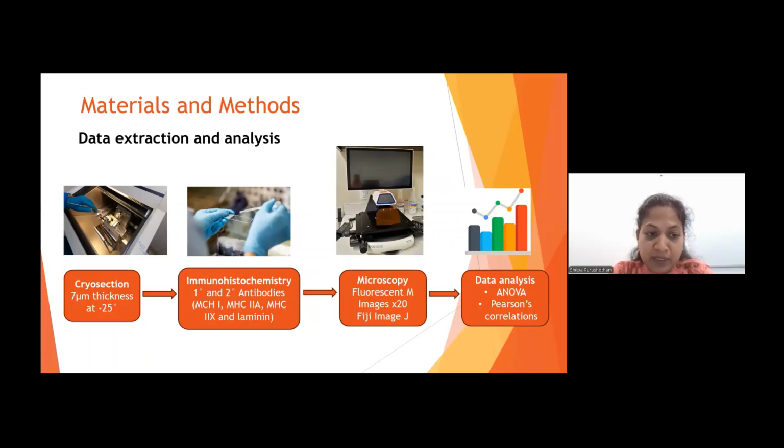a cryostat at -25 degrees. And these sections were then stained. So immunohistochemistry was performed using primary and secondary antibodies for MHC class 1, class 2A and class 2X and laminin. These sections were observed under the microscope, fluorescent microscopy under 20 times magnification. Several images were taken and these images were measured using Fiji ImageJ software. So the data collected was analyzed using ANOVA and Pearson's correlations coefficient.